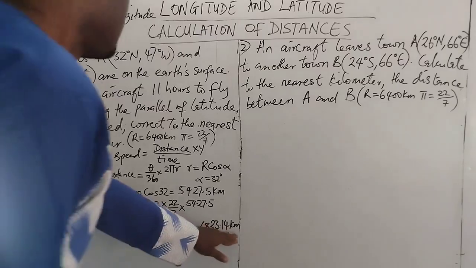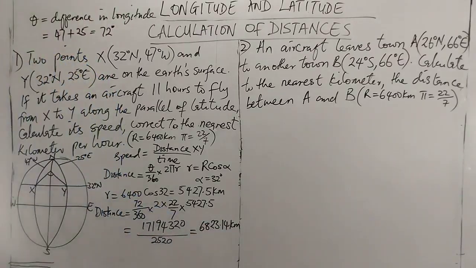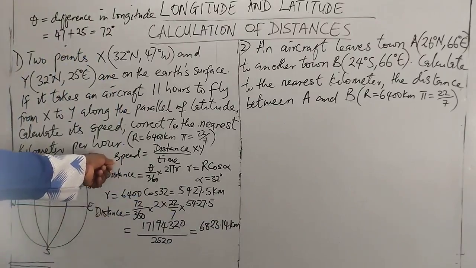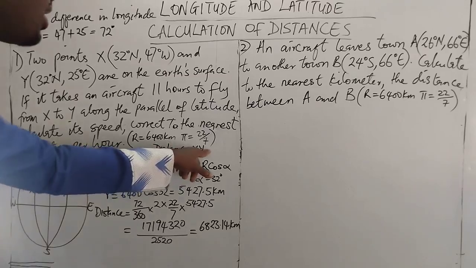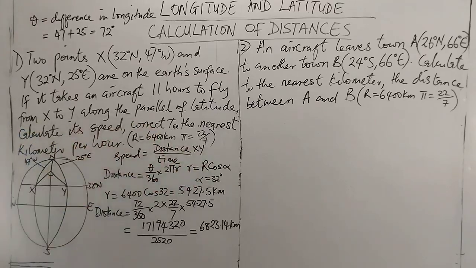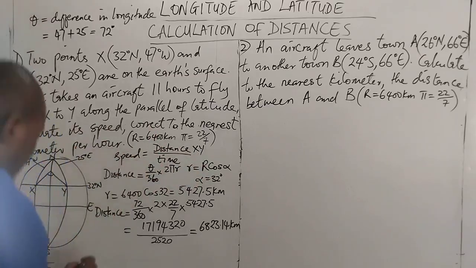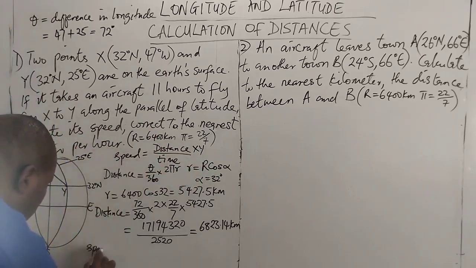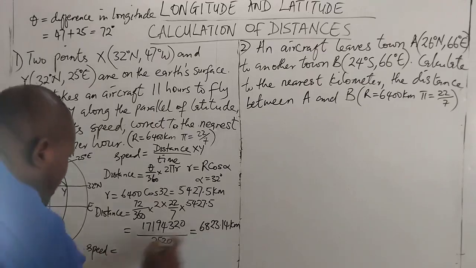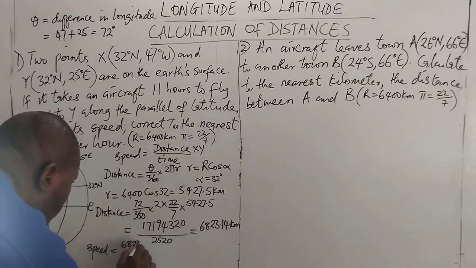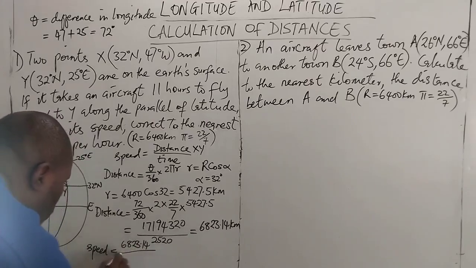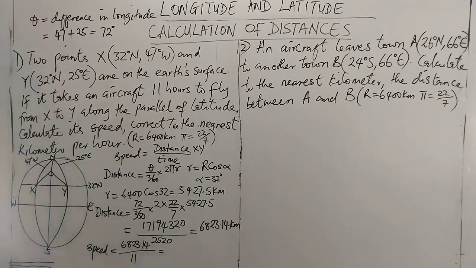So this takes care of the distance, but that's not where it ends. We are looking for the speed. So we have found the distance between x and y. The next thing is to calculate the speed. So the speed will now be this distance, 6823.14 over the time, which is 11 hours.